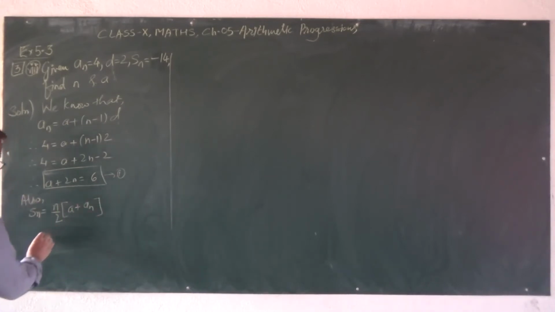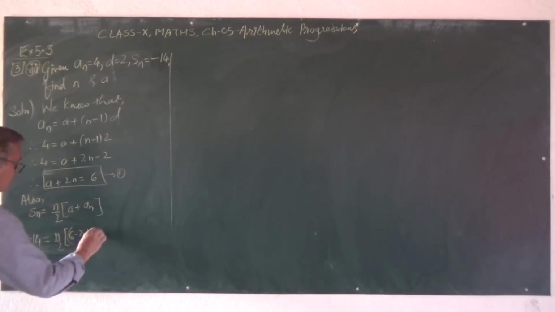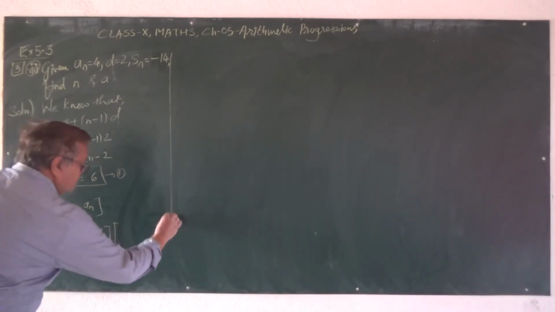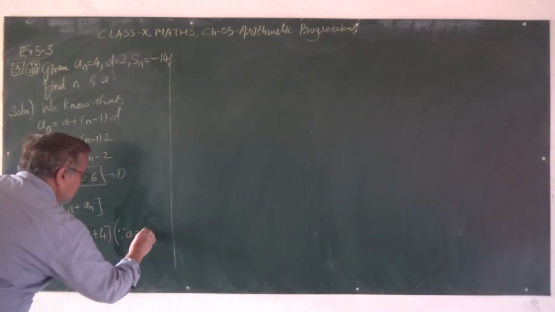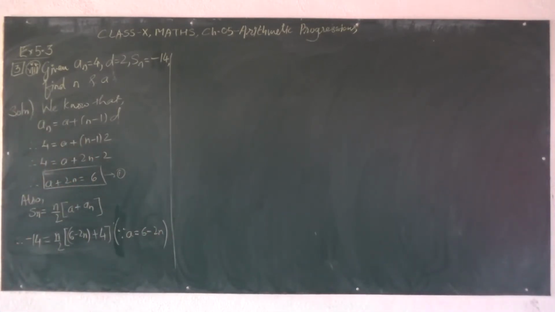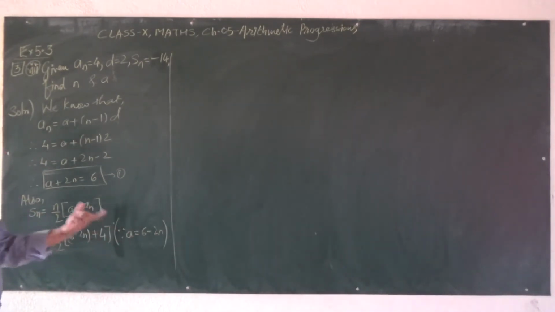Okay. So Sn is minus 14, n by 2, A can be written as 6 minus 2n plus an is 4. Okay, I will write here, since A is equal to 6 minus 2n. We got this from equation 1. Okay, for your understanding I have written. No need to write in the exam.